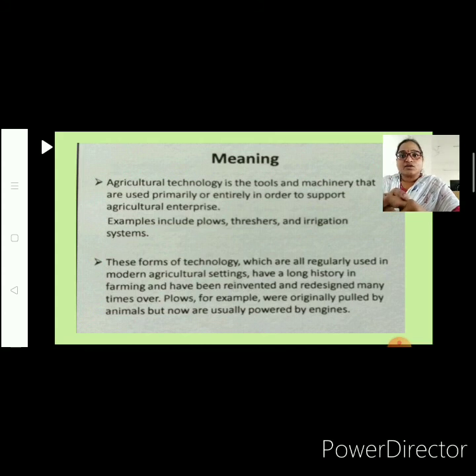These forms of technology are regularly used in the modern settings of farming activities. It requires powered engines, power tractors, and different threshers. So, these technologies we are regularly using in our agriculture era.